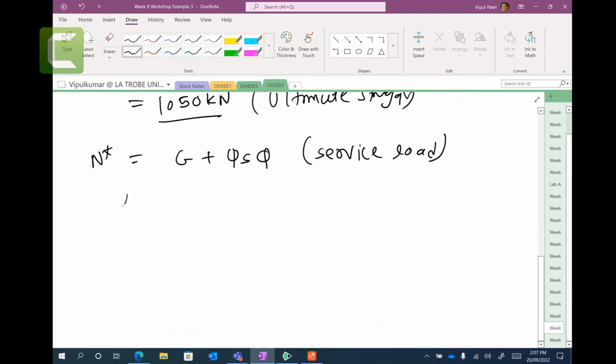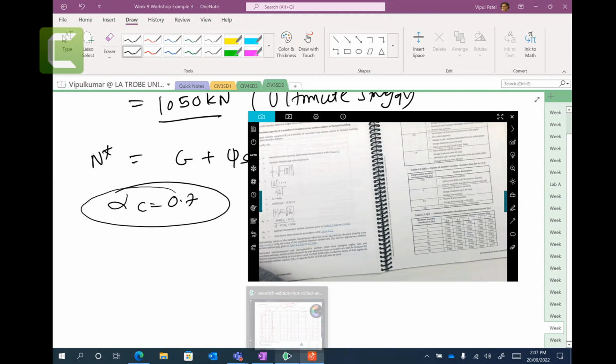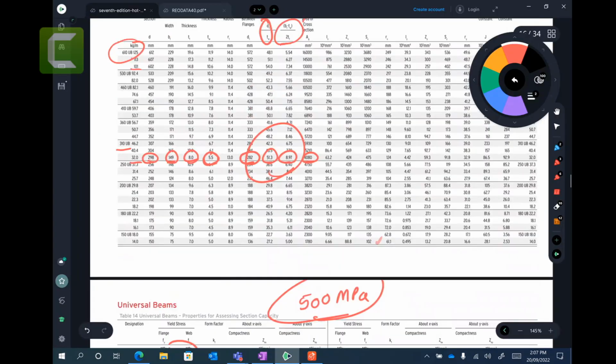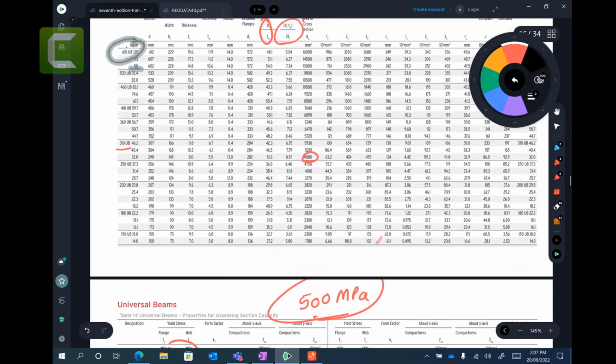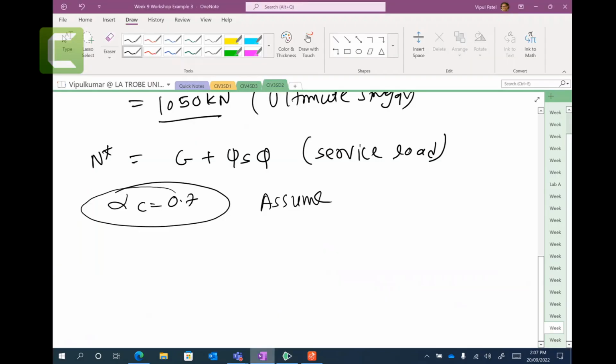But now we need to make an assumption that alpha C equals 0.7. Some students might say, where is that coming from? We did not see that. Because that is the assumption that we need to try. Why do we need to make an assumption? Because we need to start somewhere. We don't know where to start. So we assume that a 30% penalty will come. Someone might say, where is the 30% penalty coming from?